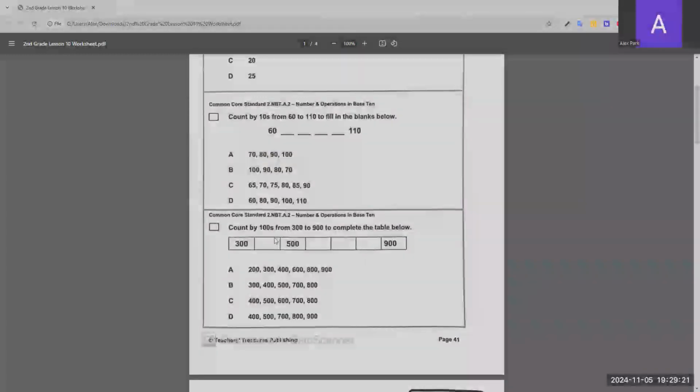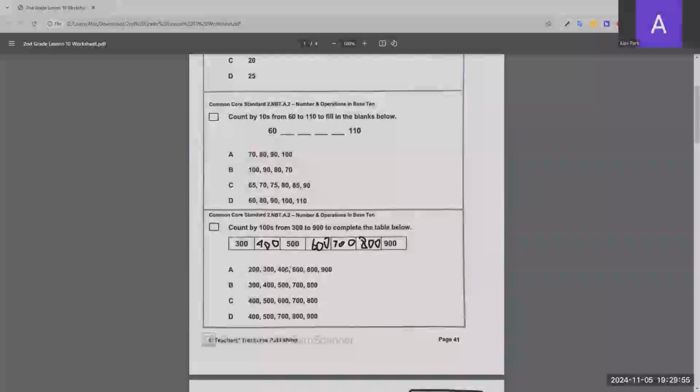All right, number three, count by hundreds from 300 to 900 to complete the table below. So it gives us 300, 500, and 900. So we just need to add 100 to each one. 300 plus 100 is 400. It gives us 500. Then 500 plus 100 is 600. Then 700. Then 800.